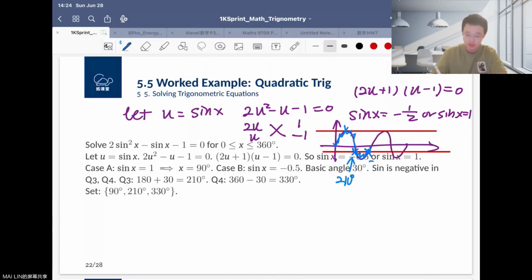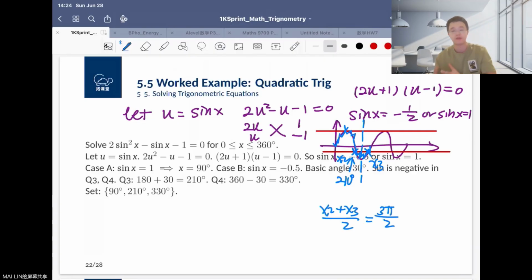And also the third point and the second point are symmetrical about the line x equals 3π/2, right? So you can say (x2 + x3)/2 is 3π/2. So you can just calculate the value of x3, okay? You'll find x2 equals 210 degrees and x3 equals 330 degrees, okay?